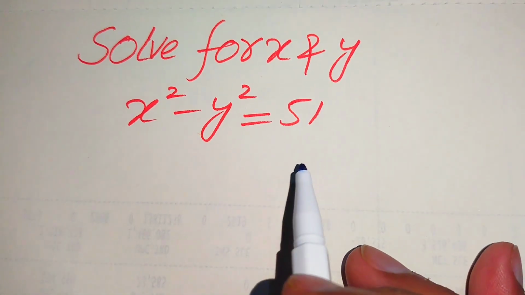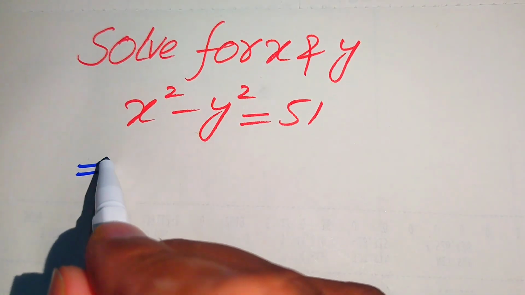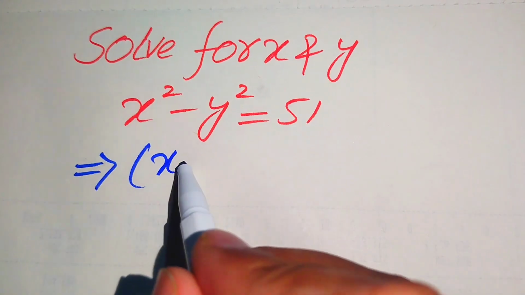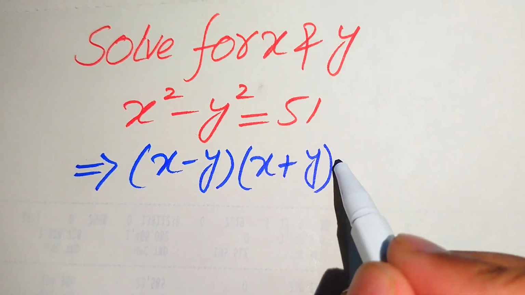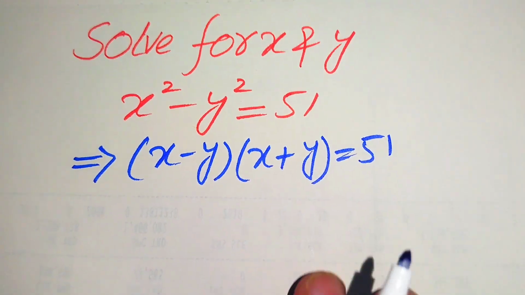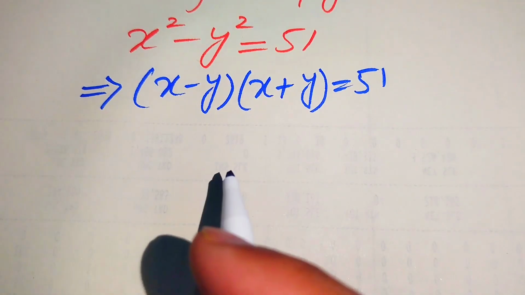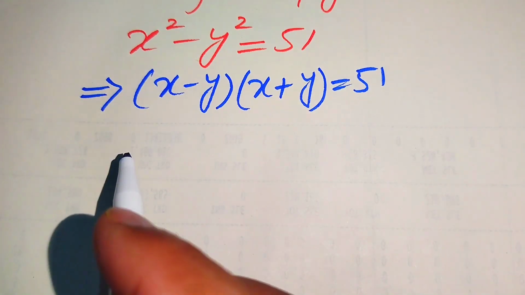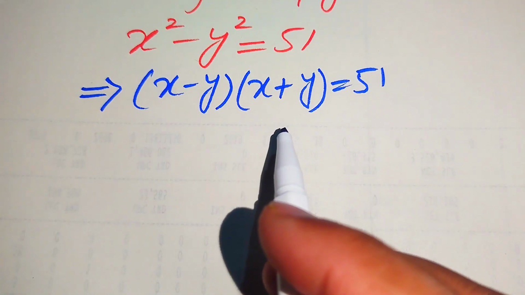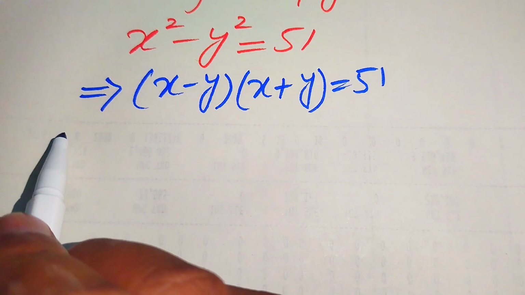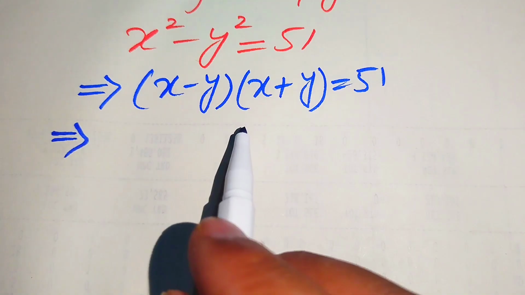So here you see that in the left hand side this is the very famous algebraic formula, and we know that x square minus y square is equals to x minus y times of x plus y is equals to 51. And further in the next step, you see here in the left hand side there are two factors multiplied by each other, but in the right hand side we have only one factor. So we need to convert our right hand side into the form of product of two values.